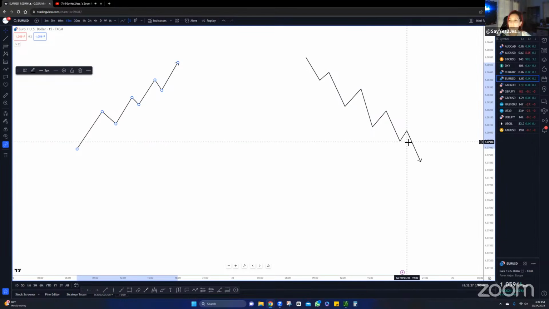Fibonacci helps you determine if there's going to be a trend continuation. Let me move this over here since y'all are chatting.